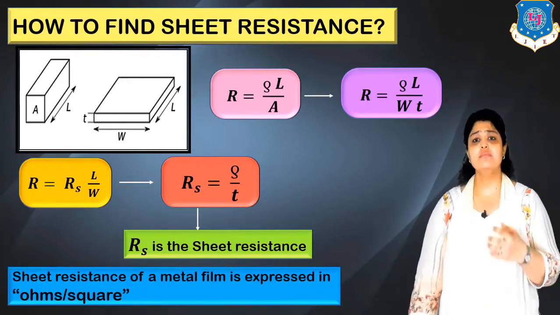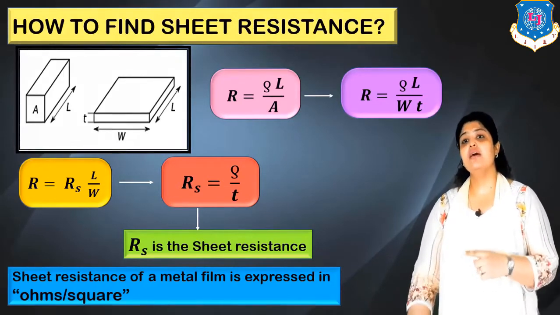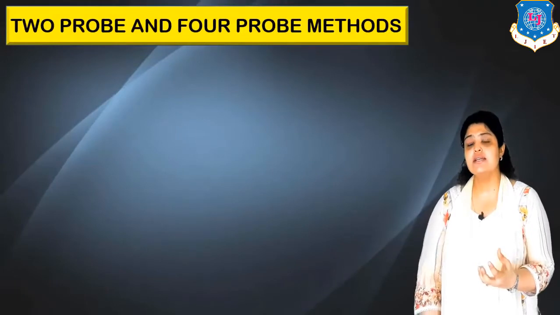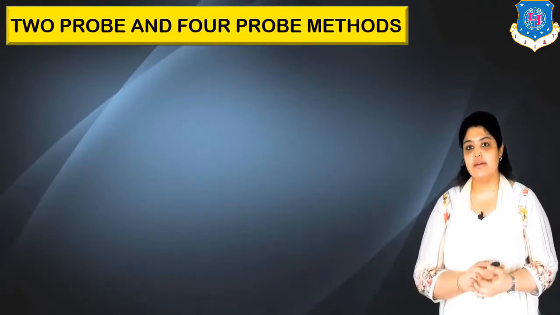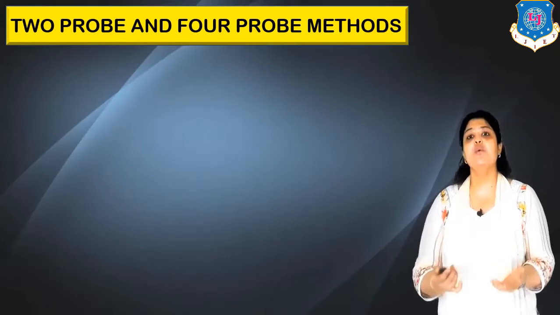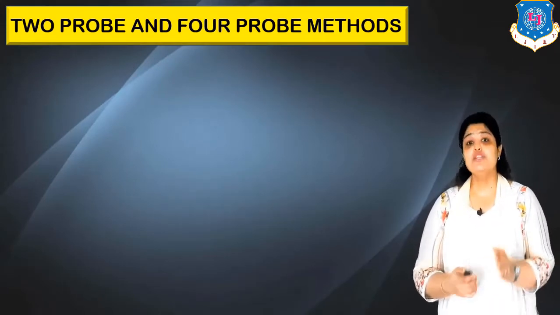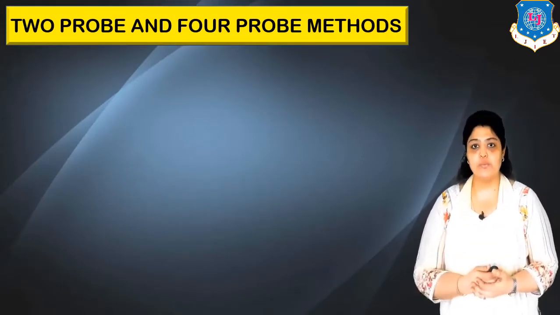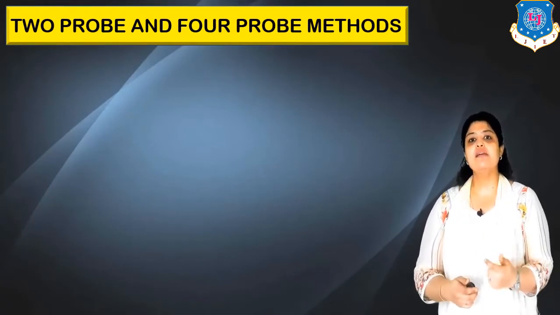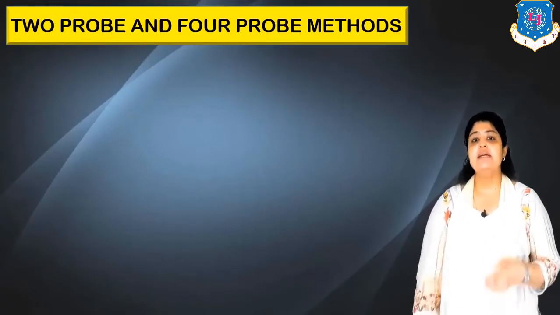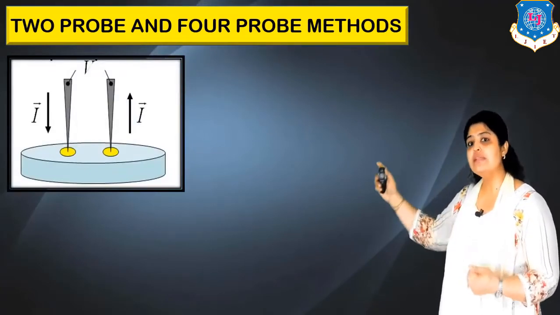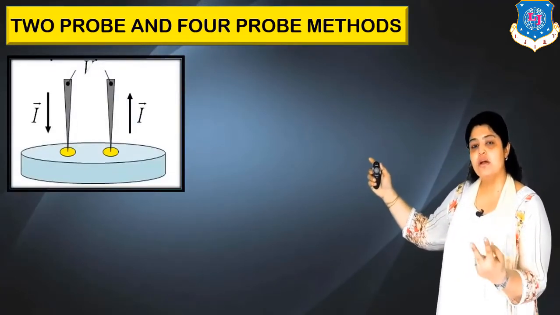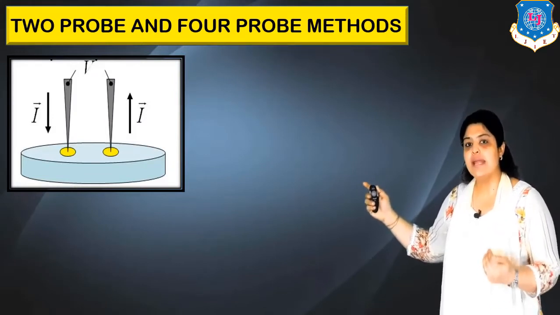Now, before moving ahead, let us discuss what basically is the difference between the 2-probe and 4-probe methods, because in this video we are going to discuss the 4-probe method. We should know the basic difference between the two. For the 2-probe method, I will give you the example of a multimeter. Let's see with the help of a diagram what exactly the 2-probe method is. In this diagram you can see two probes, or you can say two connectors.